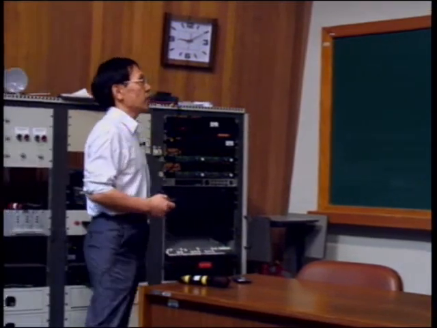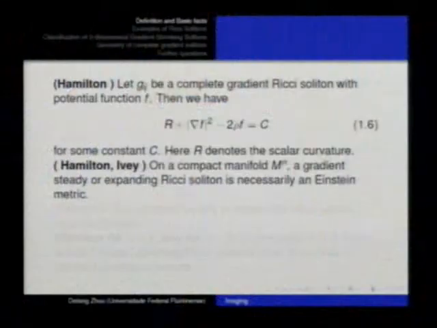Hamilton and Ivey proved that on a compact manifold, a gradient steady or expanding Ricci soliton is necessarily an Einstein metric. So in the compact case, you don't have Ricci solitons other than Einstein manifolds. This result is for gradient solitons.